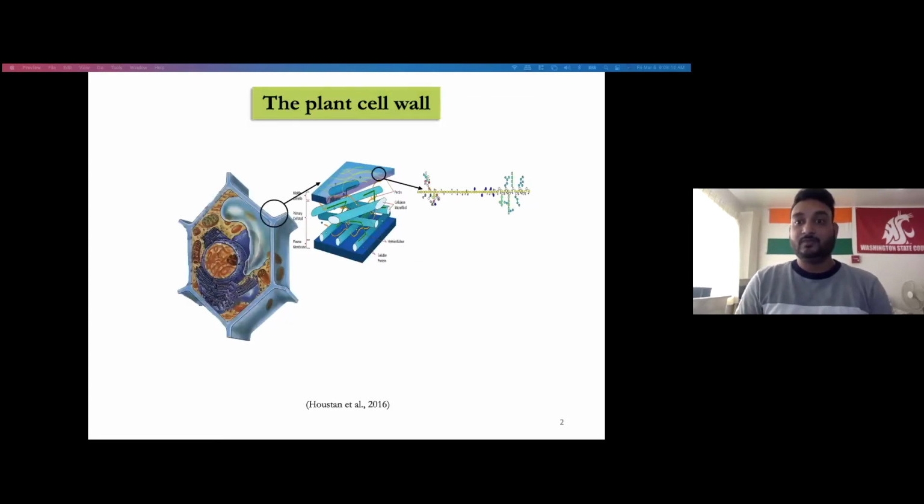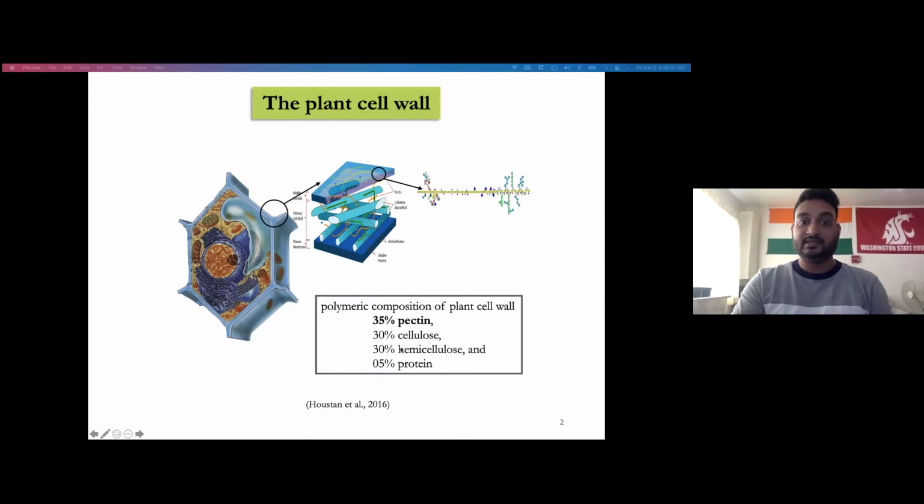As you all know, the plant cell wall is always the first blockade for any pathogen attack. In general, it is made up of pectin, cellulose, hemicellulose, and some protein. And pectin is the major component of the plant cell wall.